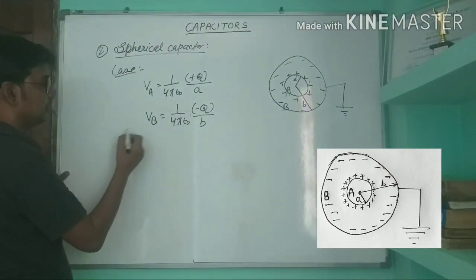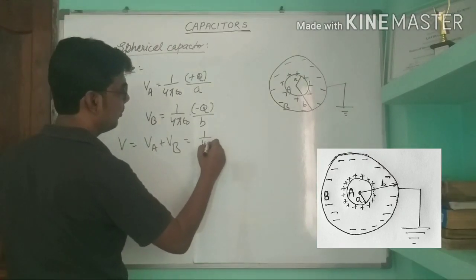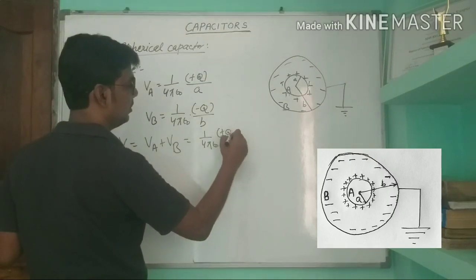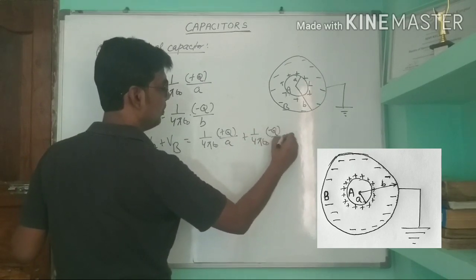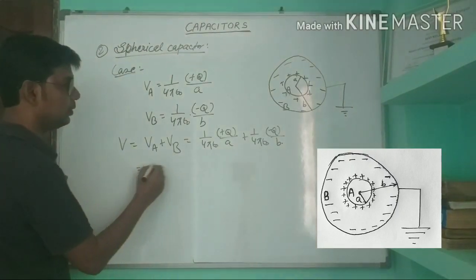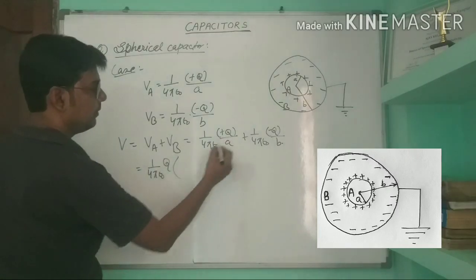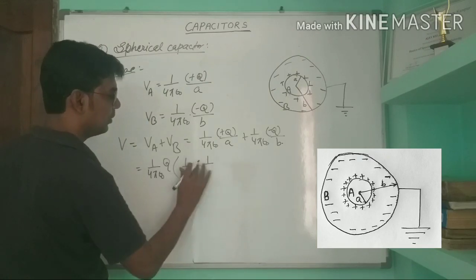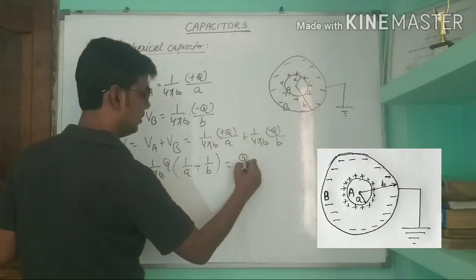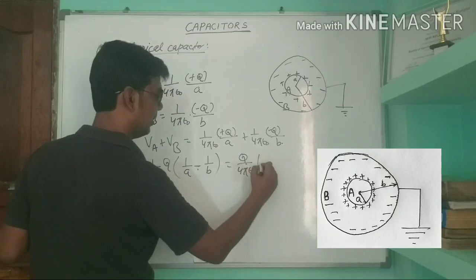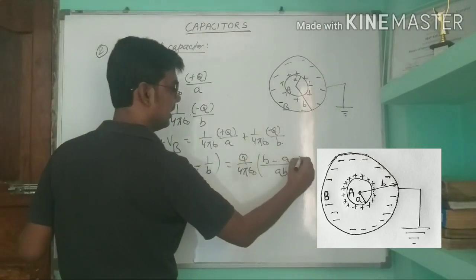So the total potential will be VA plus VB equal to 1 by 4 pi epsilon 0 plus q by A plus 1 by 4 pi epsilon 0 minus q by B. So that will be equal to 1 by 4 pi epsilon 0, q will be common, so it will be 1 by A minus 1 by B. So it equals q by 4 pi epsilon 0 into B minus A by AB.